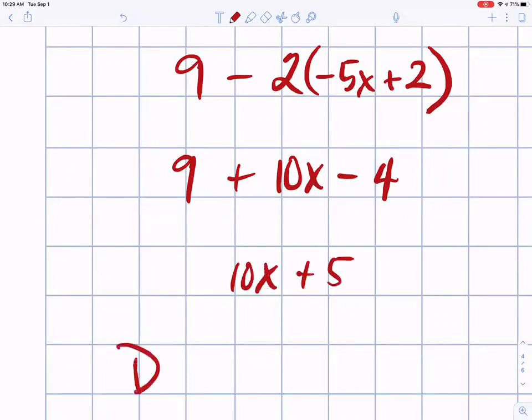Domain? What's the first question on domain? What are we looking for? Letters on bottom. What's the second question? Square root, right? Even roots. Don't have either one of those. So if I don't have either one, what's my domain?